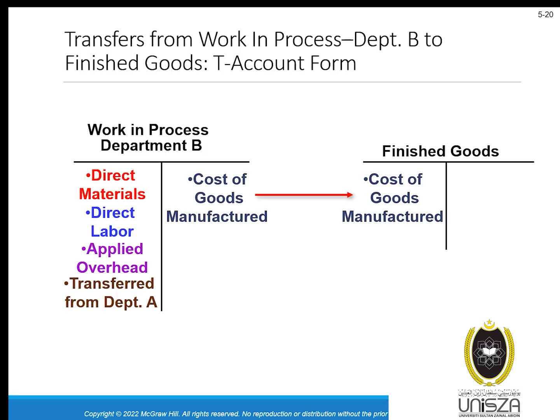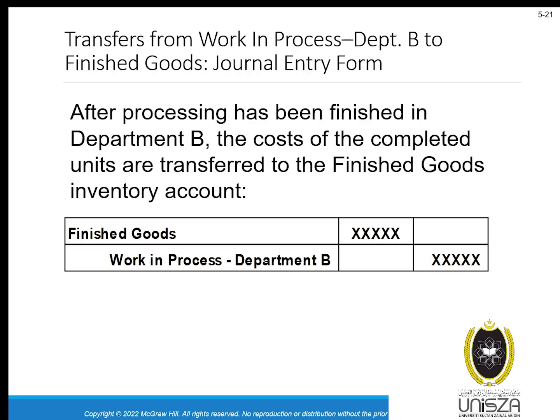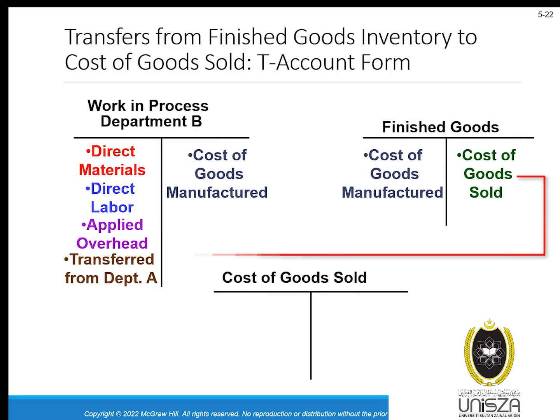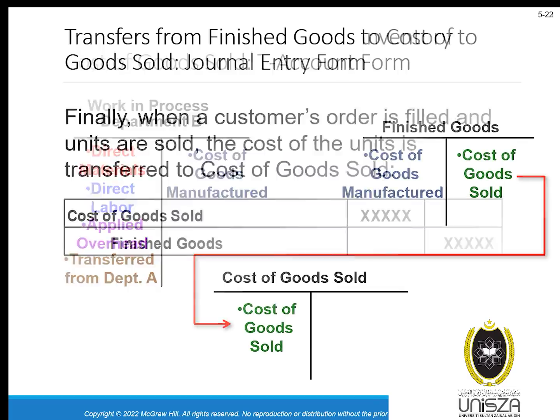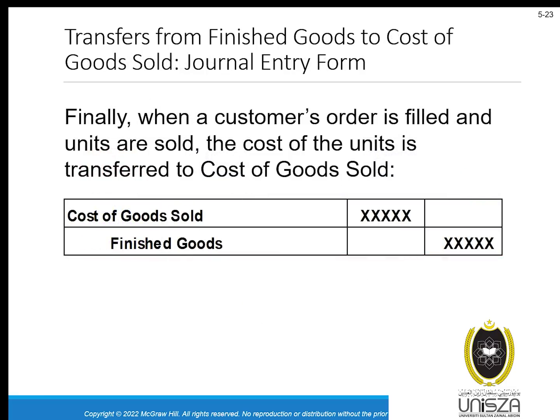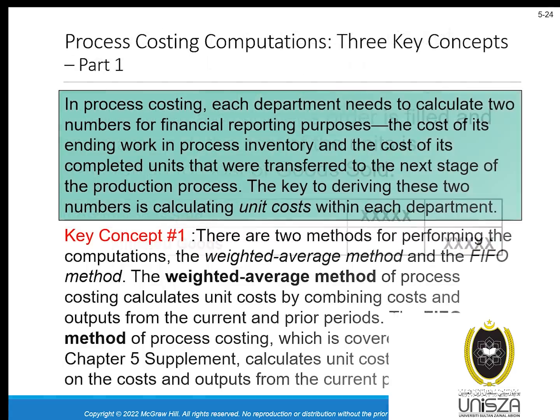So from department B, it's completed here. As the cost of goods manufactured, it is transferred to the finished goods account. So debit finished goods, credit WIP department B. And the last part here is the transfer to the cost of goods sold. So we debit the cost of goods sold and credit the finished goods. So you can see that the flow is the same as what we had done in job order costing.